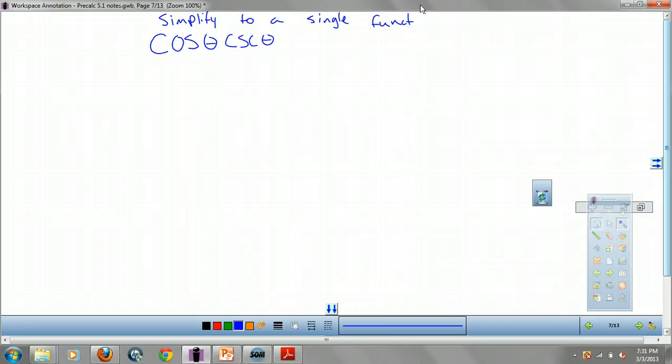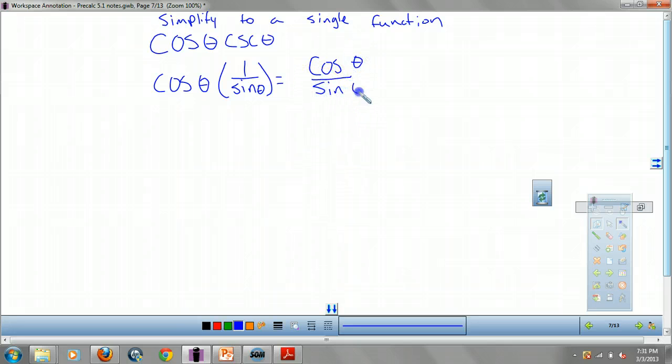Okay. So what you do is you substitute what you know. Well, cosine, you don't really have a substitute for it. But what can you substitute in for cosecant? Well, 1 over sine of theta, right? You multiply those out, what you get is cosine of theta over sine of theta, right? What's cosine over sine? What's cotangent? Okay, how do I know all this? Because I look at those things from before and I learn them.